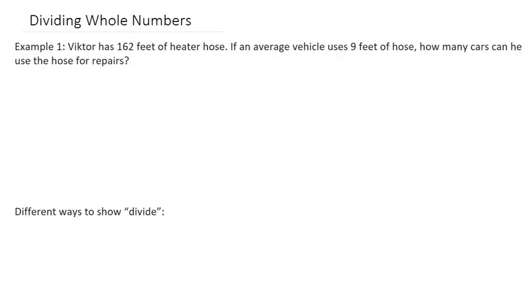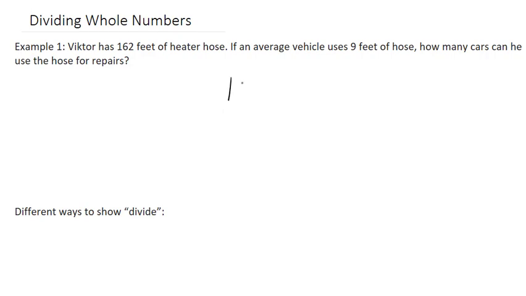Dividing whole numbers. Example 1. Victor has 162 feet of heater hose. If an average vehicle uses 9 feet of hose, how many cars can he use the hose for repairs? So you can see that we are doing a division problem. And what we're doing is we're taking 162 and dividing it by 9.